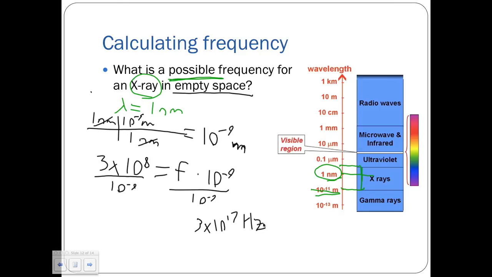Significant figure-wise, we'll have to go back to what our original measurement was here. So this 1 nanometer has 1 sig fig, so our final answer should have 1 sig fig, and it already does, so that's pretty good. So 3 times 10 to the 17th hertz would be a possible frequency for an X-ray in empty space.